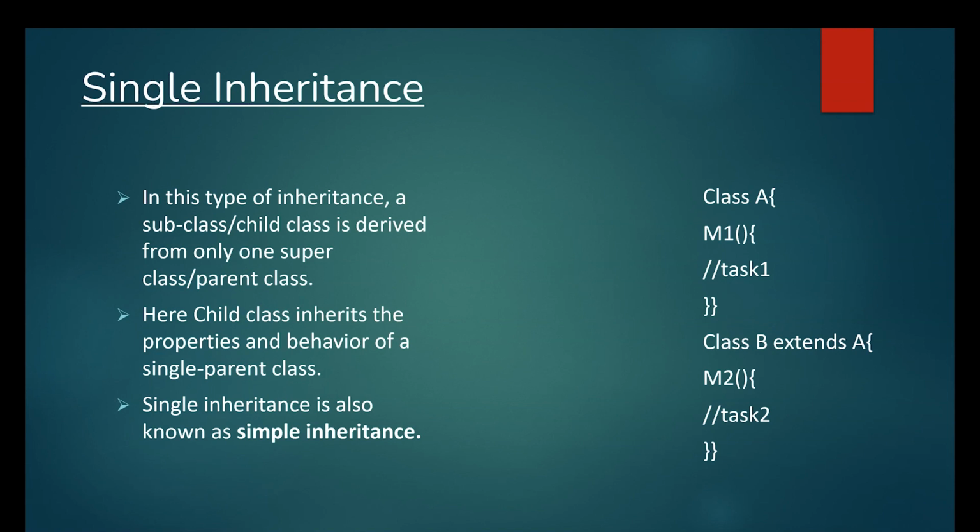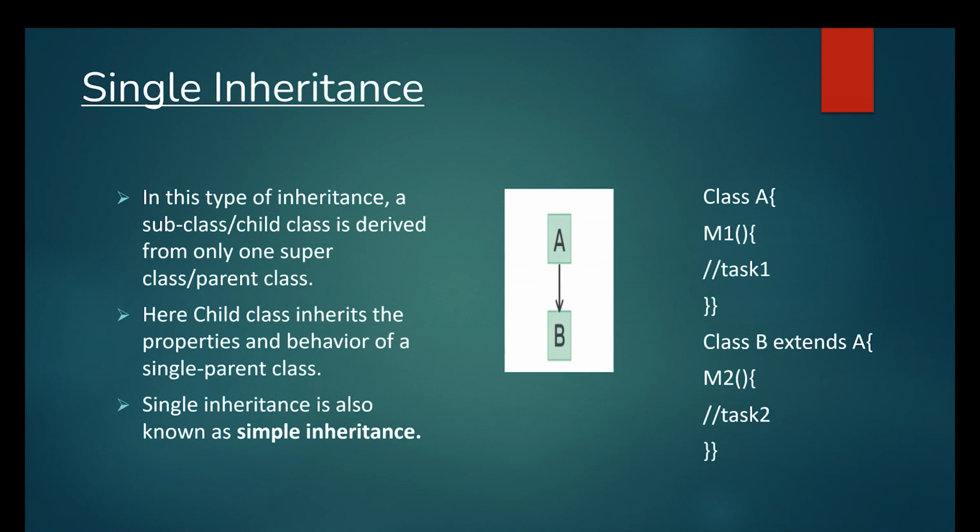So this code snippet that you're seeing on the right hand side is basically representing single inheritance. Now, just for the sake of your understanding, you can have a look at this diagram. You can see there is a class A, there is a class B, and class B is extending class A. So this is how it is represented in diagrammatical form.